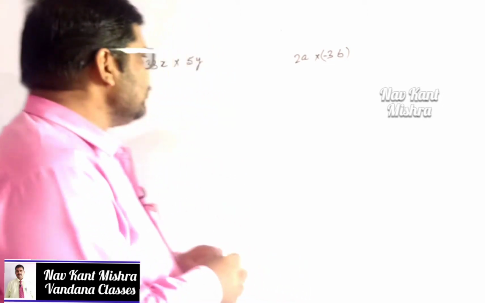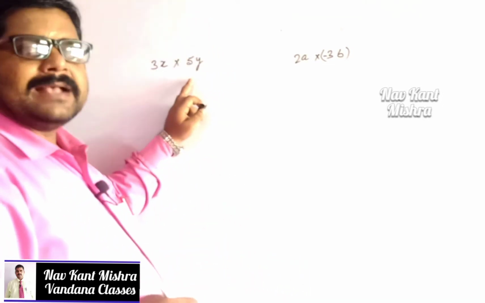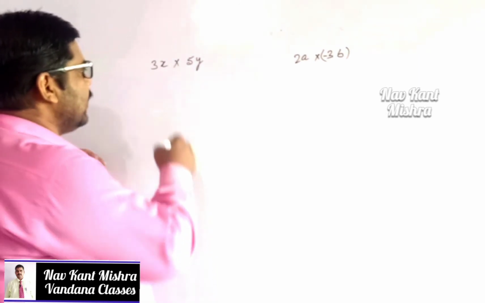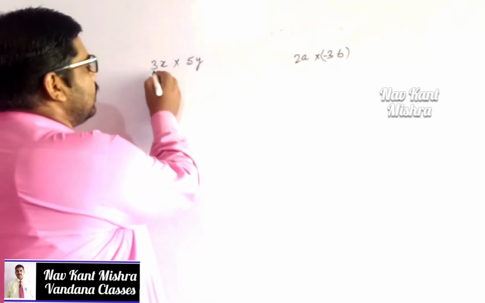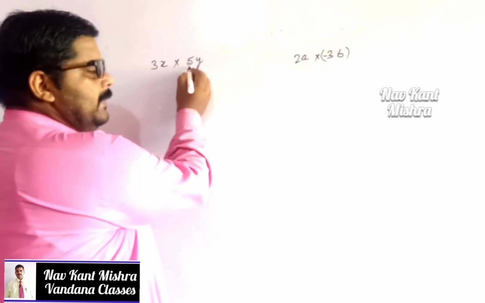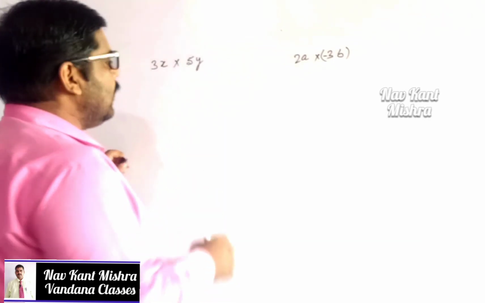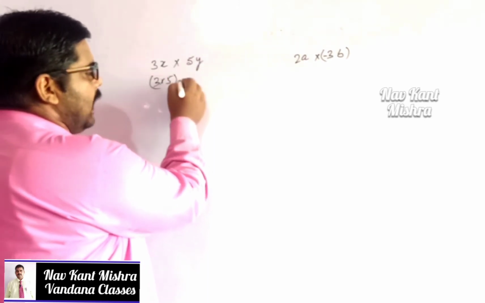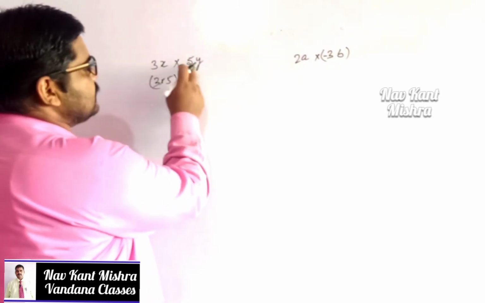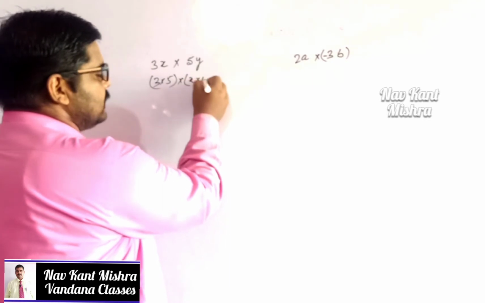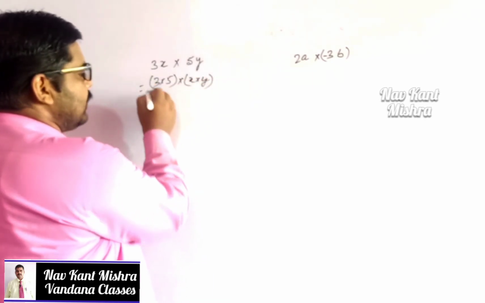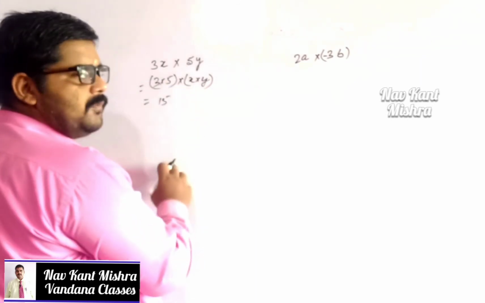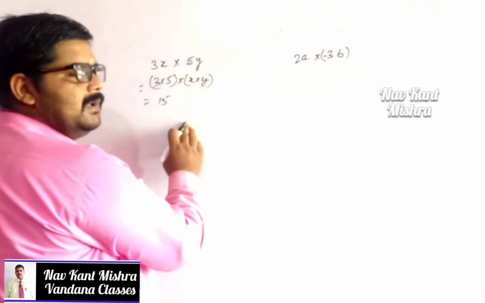For example, 3x has to be multiplied by 5y, and in this case the numerical factor is 3 and the numerical factor is 5. So you have to multiply 3 into 5, and after that multiply the literals, that means x into y. So you can easily write 15, because 3 into 5 is equal to 15, and x multiplied by y is xy.